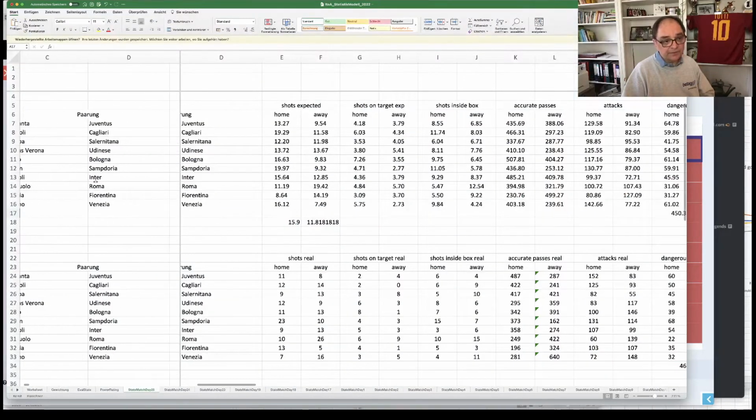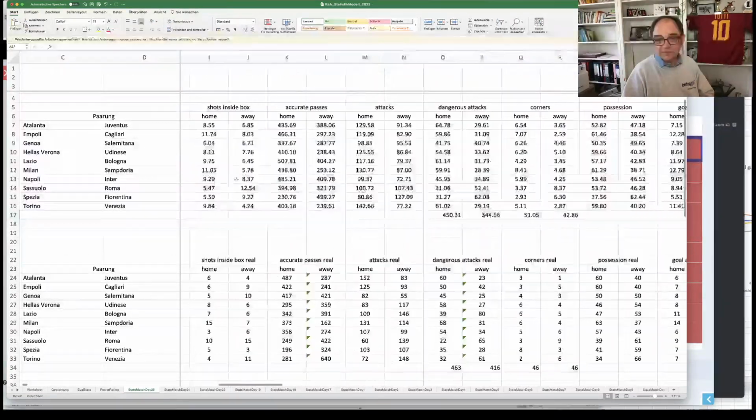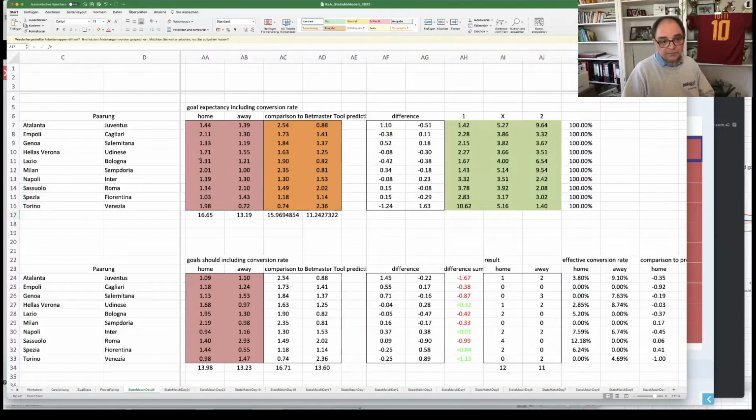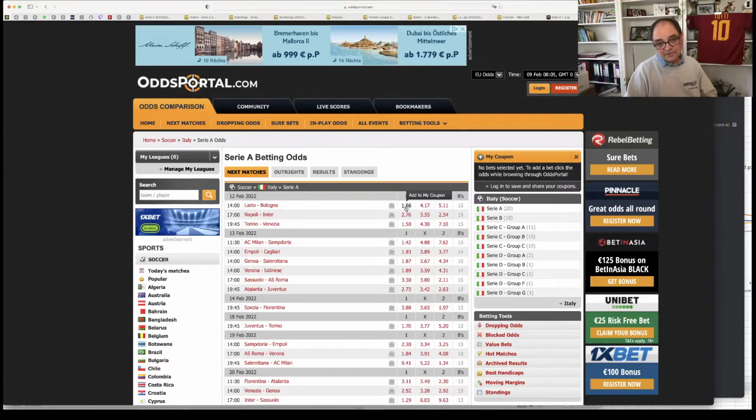And I have this comparison here with my statistic-based model, which is an alternative way to compile the prices. This will be coming into the tool anytime soon, but we are not quite there yet. If you compare these, 1.1 in their favor, both sides with a little higher expectancy than in the Betmaster Tool. But still, it would somehow confirm you could go with Lazio at 1.66.